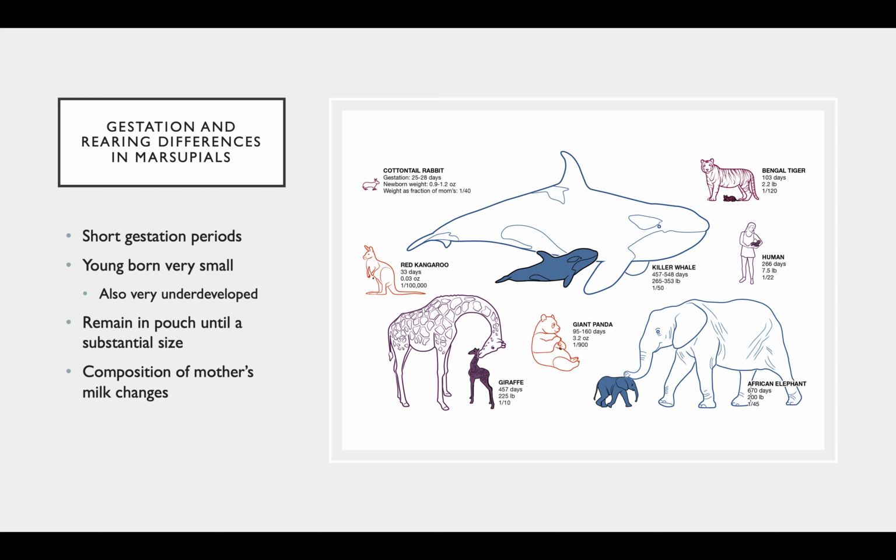The young eventually leaves the pouch at approximately the same size as the birth size of a placental mammal of similar size. One interesting difference is that the composition of a mother's milk changes as development continues, being high in protein and low in fat at the beginning for help developing a strong structure, and low in protein and high in fat at the end for rapid gain in mass.